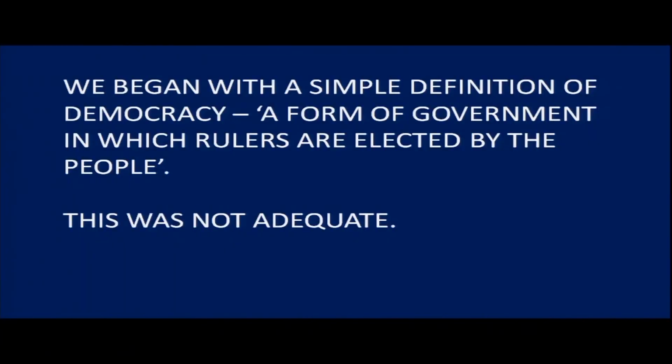We began the chapter with a simple definition of democracy as a form of government in which the rulers are elected by the people. But we have seen in the countries that we discussed that just rulers being elected by the people was not adequate. It was not enough for a country to be termed a democracy.